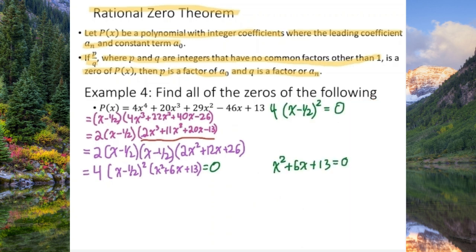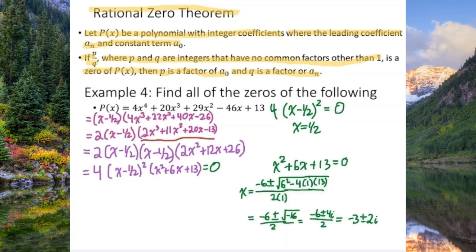When we solve our first resulting equation, dividing by 4, taking the square root and adding over 1/2, we get x equals 1/2. And for our second equation, we have to use the quadratic formula. And when we solve our second equation, we get -3 plus or minus 2i. So our zeros to our polynomial are 1/2, which will have a multiplicity of 2 because of the x minus 1/2 squared, and the -3 plus or minus 2i. When we account for multiplicity, we do have a total of 4 zeros, which makes sense because we did solve a 4th degree polynomial.